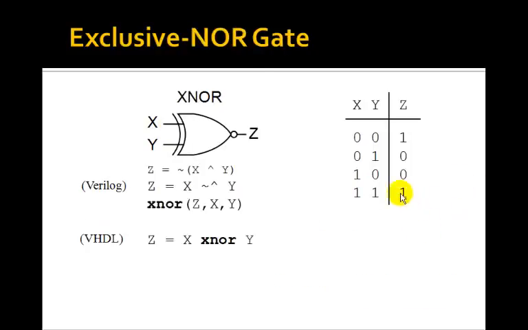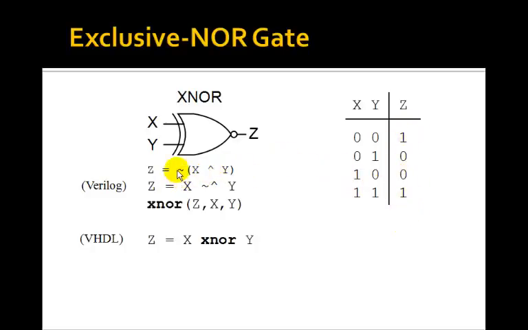Here's the symbol for an exclusive NOR gate. It's an exclusive OR symbol with the bubble at the output. So it's just going to be not exclusive OR. That is, if either one is 1 and the other is 0, you get 0. If they're both 0 or both 1, then you get 1.